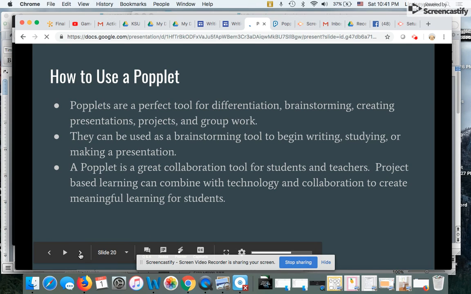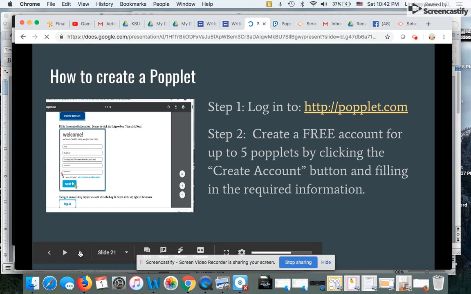We talked about how to use Poplet. That was a great tool for differentiation. Great tool for projects and group work because of the commenting feature. Great because it's free, it's collaborative between teachers and students, and it can be shared amongst students. So that's a good learning activity and engagement. Then I just ran them through how to create a Poplet step by step.